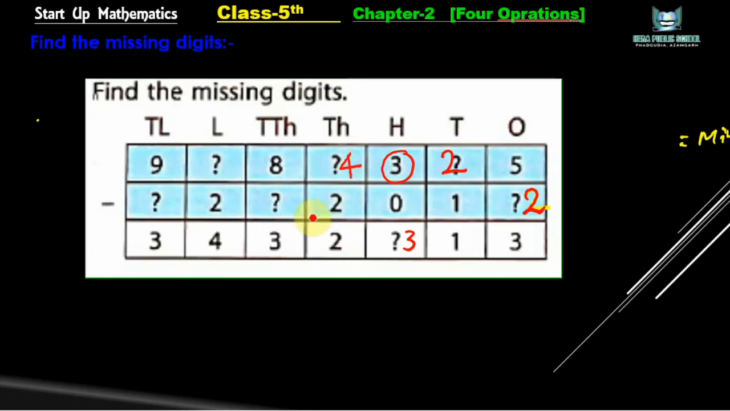Which number should be subtracted from 8 to get 3? That is 5. If we subtract 5 from 8, we get 3 in the answer. From which number do we subtract 2 to get 4? That is 6. If we subtract 2 from 6, we get 4. Which number should be subtracted from 9 to get 3? That is 6. So your missing digits are 6, 6, 5, 4, 3, 2, 2.